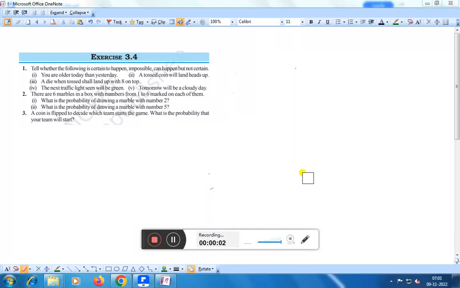Hello everyone. Today I'll discuss exercise 3.4 question number 2. There are 6 marbles in a box with numbers 1 to 6 marked on each of them. What is the probability of drawing a marble with number 2?